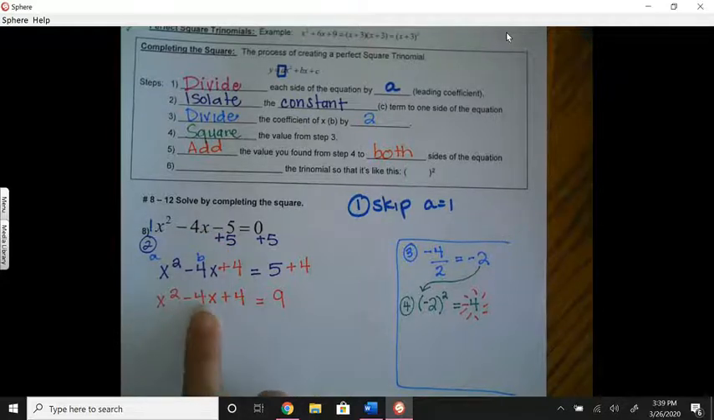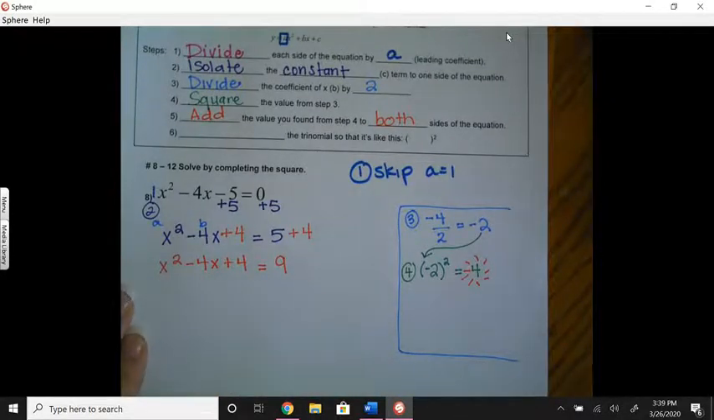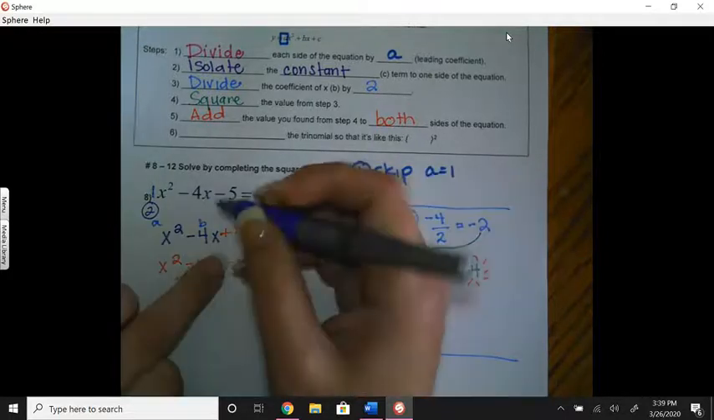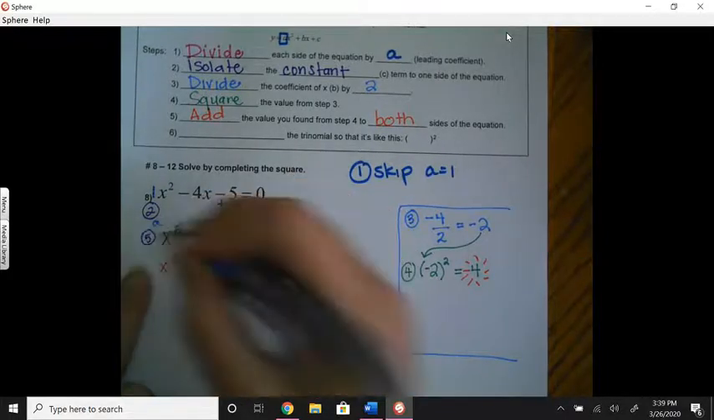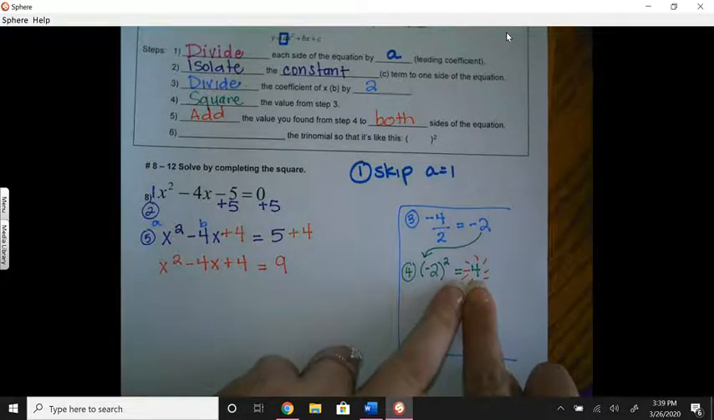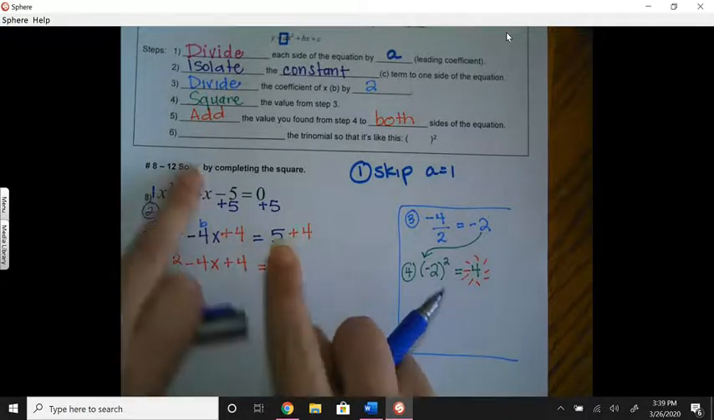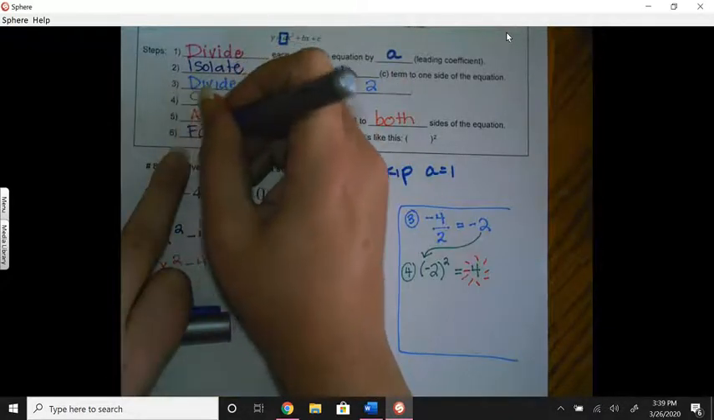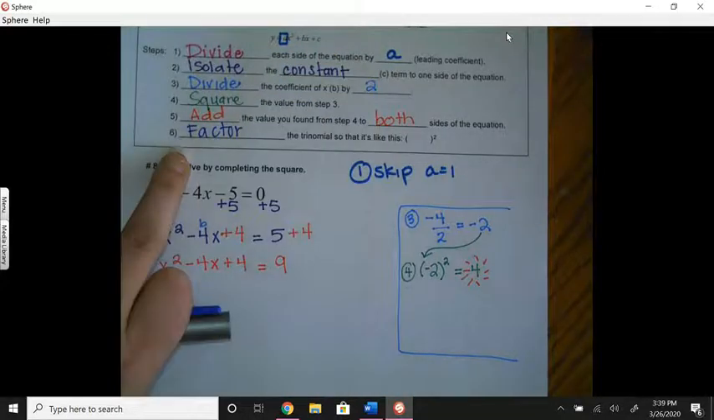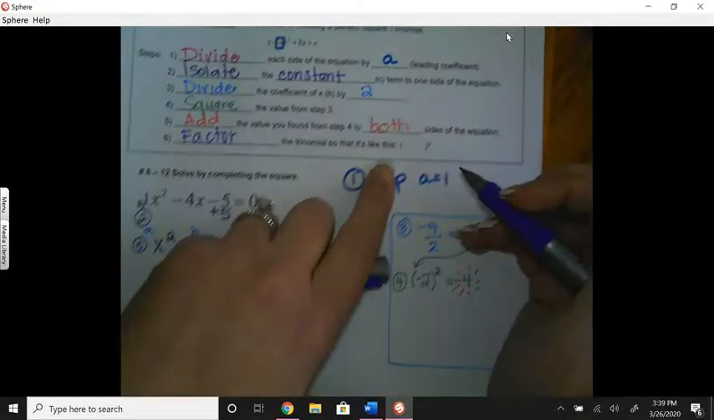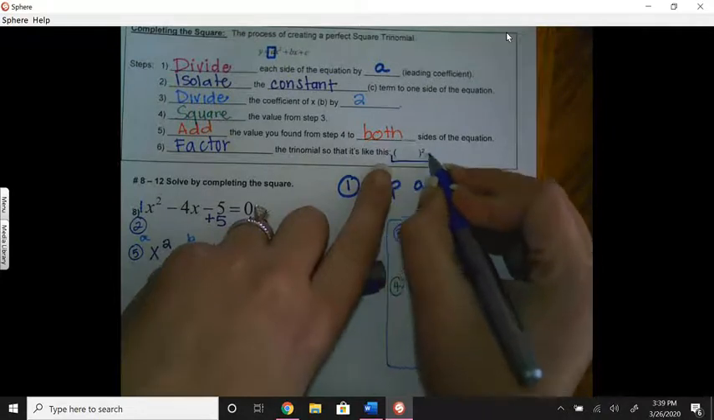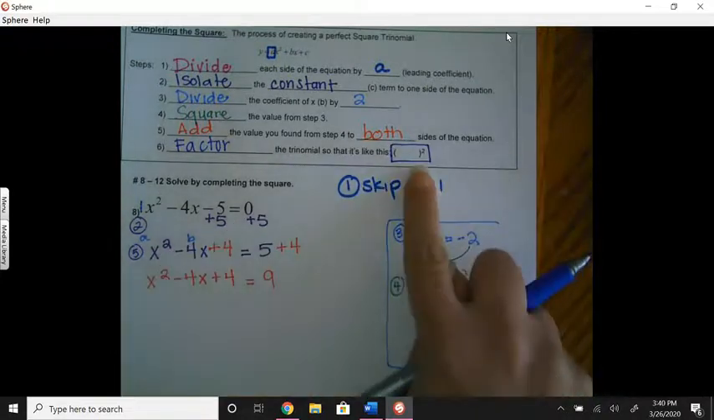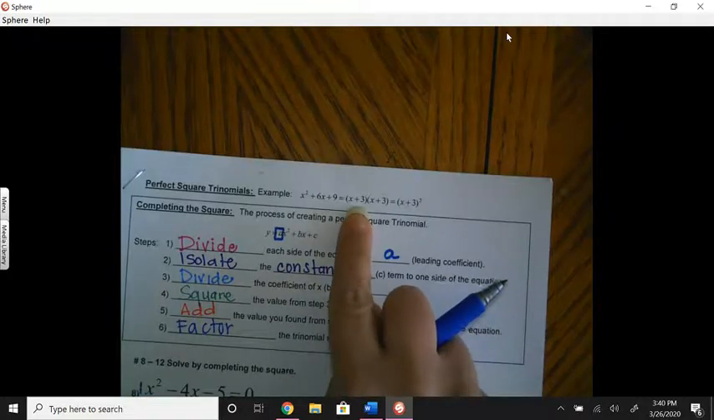Now I should be able to, by doing step 5, so this was step 5 right here, we added that number here to both sides. By doing that, now step 6, we should be able to factor the trinomial, and you'll know if you did it right if it factors into a square. So that means, for example, here's an example of a square.